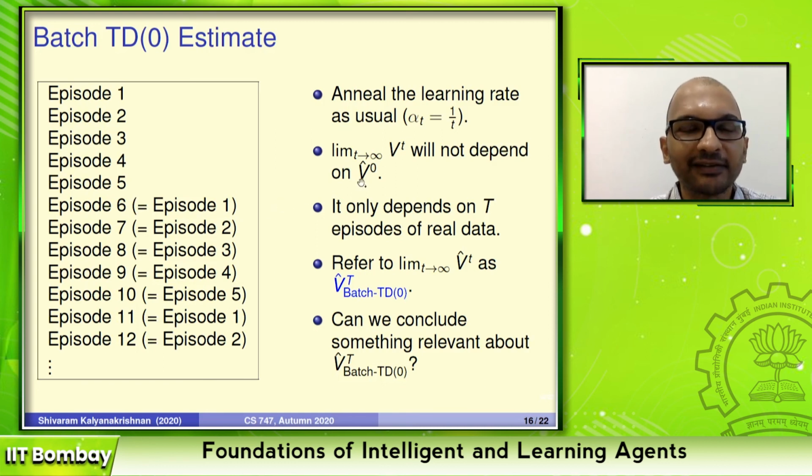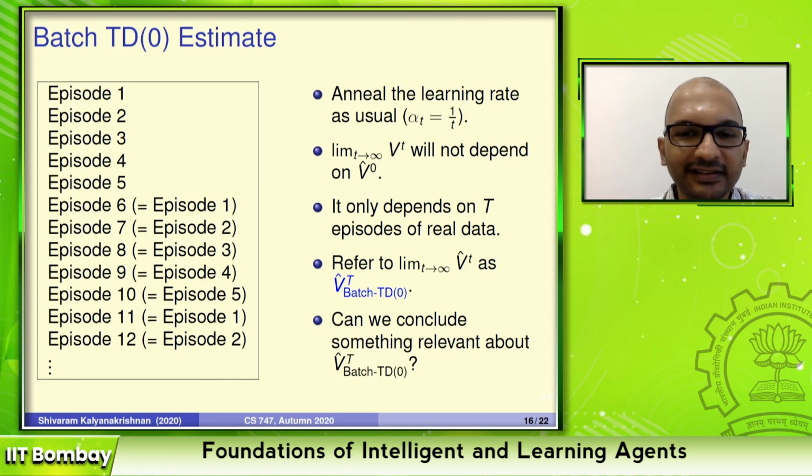If you do this an infinite number of times, then your answer will not depend on V0. And also note that it's only going to depend on the data that came from the first 5 episodes. There's nothing new that we introduced in episodes 6 through infinity. It's just repetitions. The answer that we get at the end of doing this, let us call that V hat batch TD0. For natural reasons, this is called a batch TD0 estimate because you've done it over and over again on a batch of collected episodes.